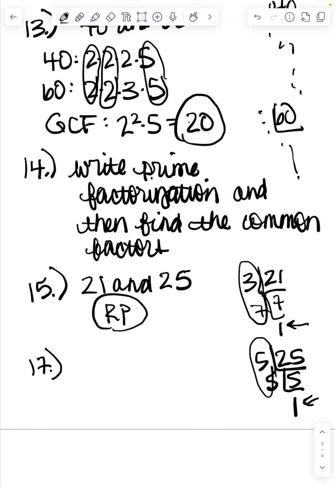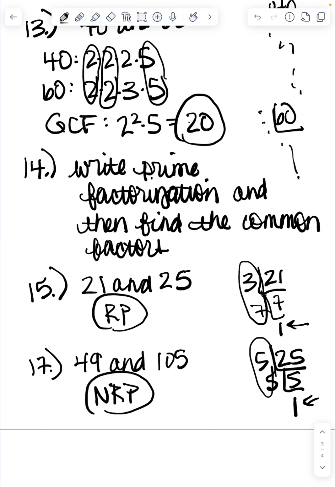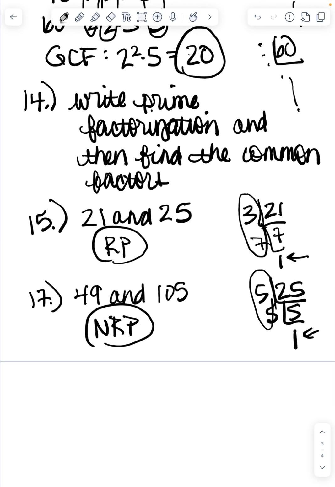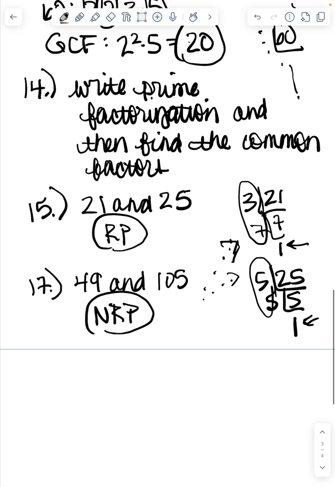Number 17, we have 49 and 105. And these are not relatively prime because they both have a factor of 7. So you would do some side work over here, like we did on these guys. You would do some side work for 49 and 105 and do all the work to figure it out before you answer the question.